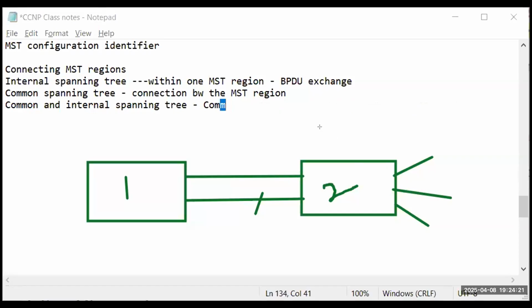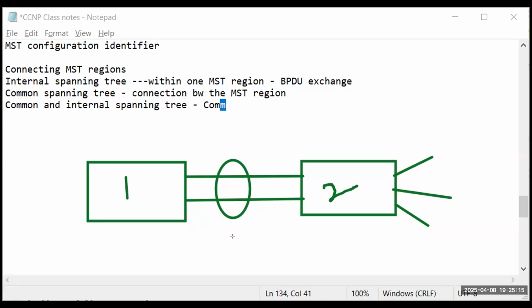So Ether channel is a link aggregation technology that groups multiple physical interfaces together into a single logical link. So this will be combined as one single logical link together. These two will be grouped under one Ether channel.